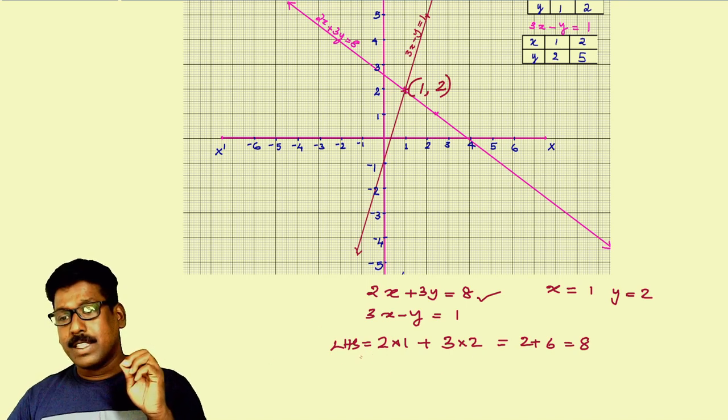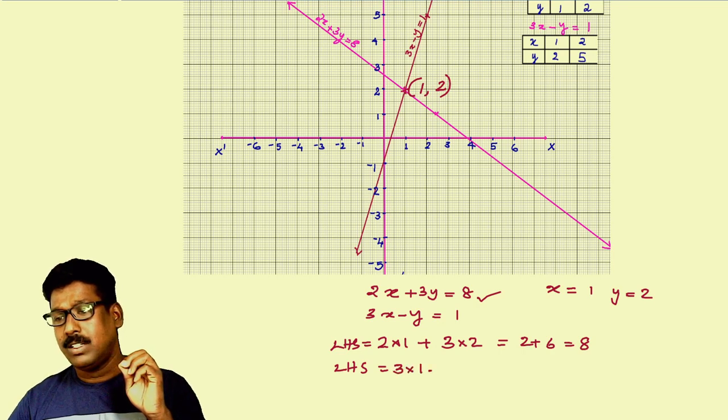Now take the second equation. LHS is equal to 3x minus y. That is 3 into 1, x is equal to 1, minus y, y is equal to 2, means minus 2. What will you get? Which is 3 minus 2 is equal to 1. Yes, this is equal to the RHS of the equation.